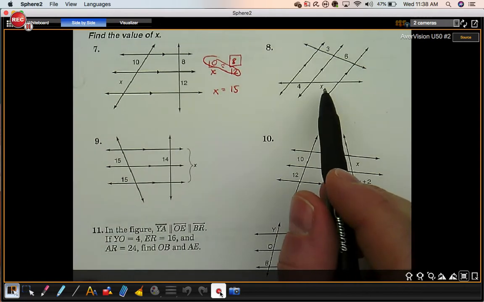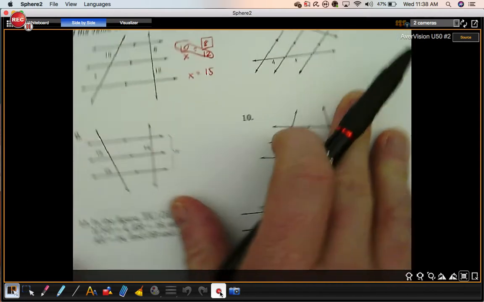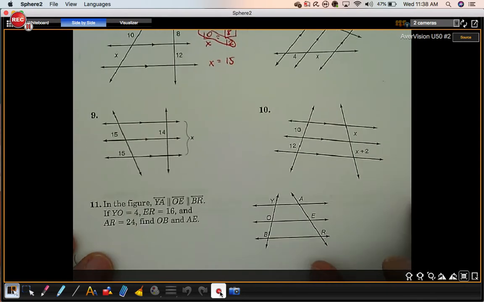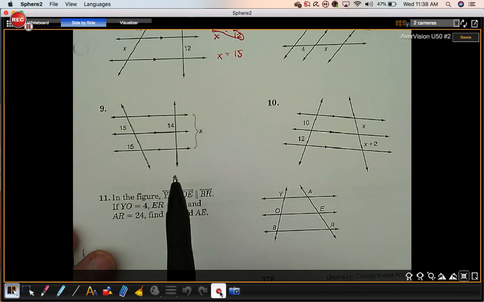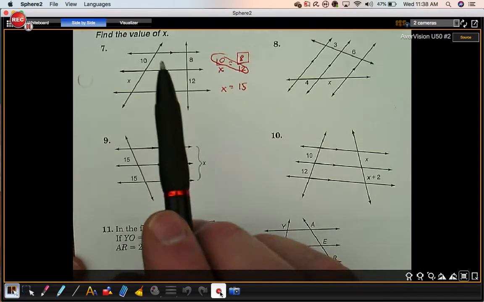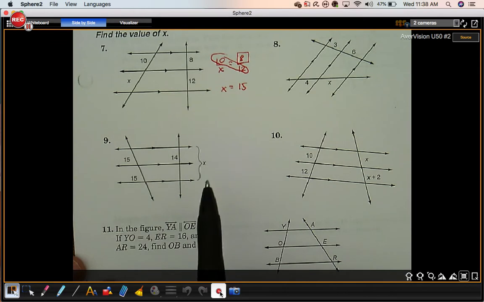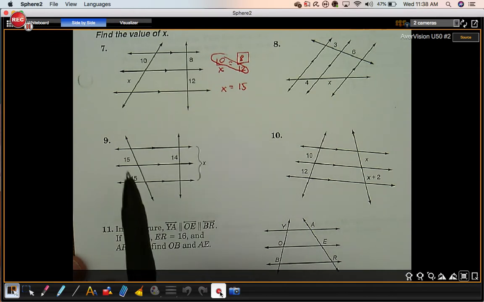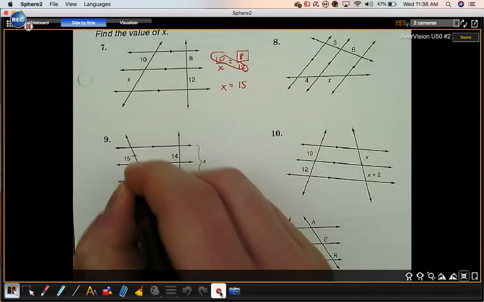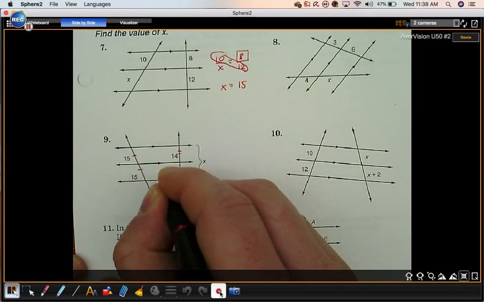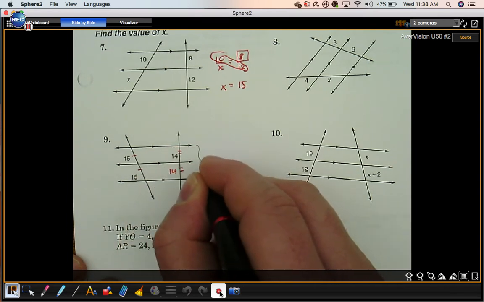This is the same type of problem, only it's turned sideways. This problem is very similar to this one as well, except we're solving for this piece, this entire side. Remember, if these are congruent, then these are congruent. So this is 14, the whole thing's 28.